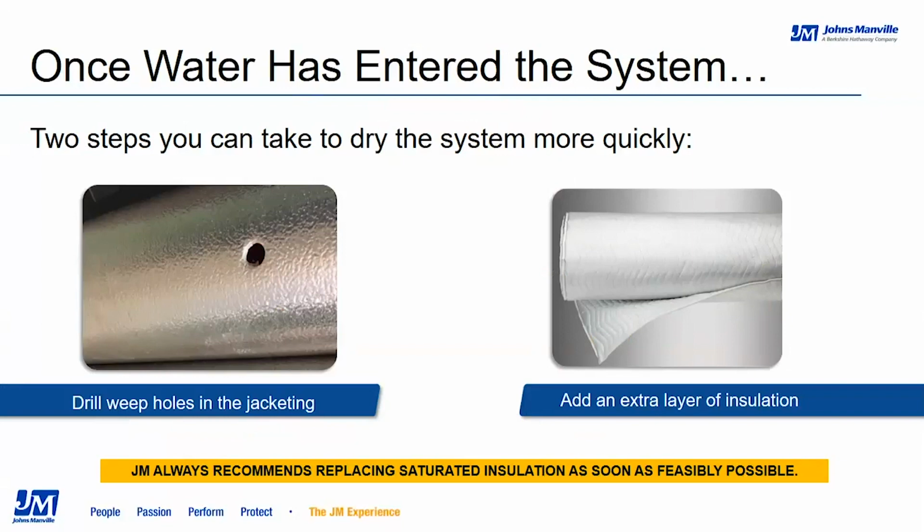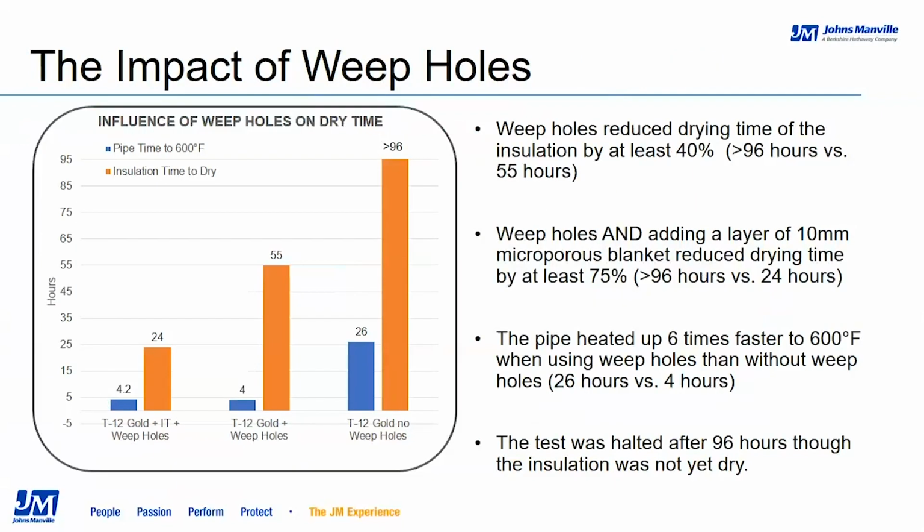Now, the second picture is just a picture of InsulThin HT, and in this test, we looked at the influence of adding an additional layer of insulation, specifically InsulThin HT, to a system with weep holes to determine whether or not the added thermal value of dry insulation influences the drying time. Now, we ran this test on 3 different assemblies to determine the impact of weep holes and additional insulation have on how long it takes to dry the system and how long it takes the system to reach 600 degrees Fahrenheit.